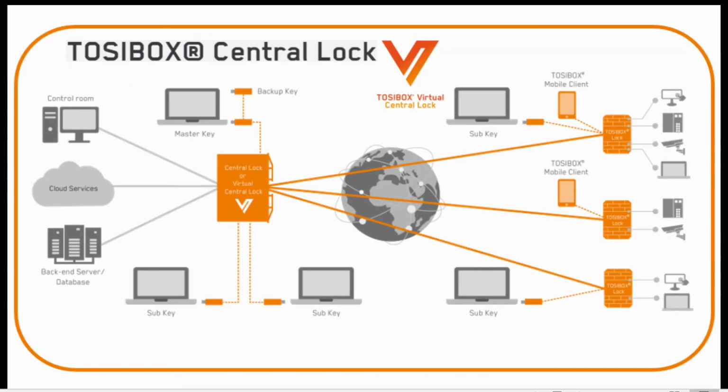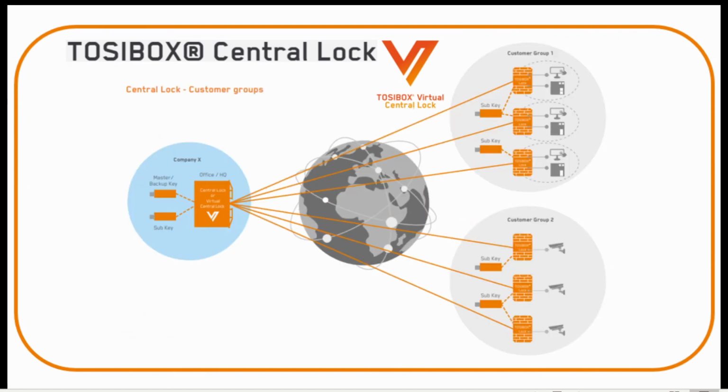On the left-hand side, there in the middle, you have a central lock. Below it, there's a couple users, and they have access to the locks that they've been granted access to. On the left of that, you have database servers, something like a data historian. And then above that, you have cloud services like Microsoft Azure or AWS. And then on top of that, a control room, probably generating dashboards. And then over on the right-hand side, you have all the locks. And you can see sub-users under those locks. So the central lock can manage it all, bringing it all together in one point so you can easily manage the whole network.